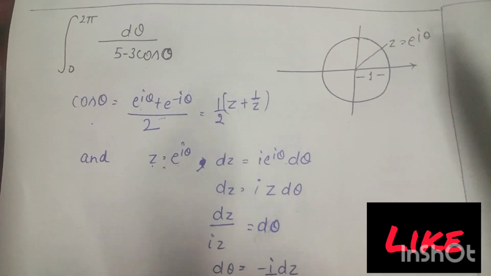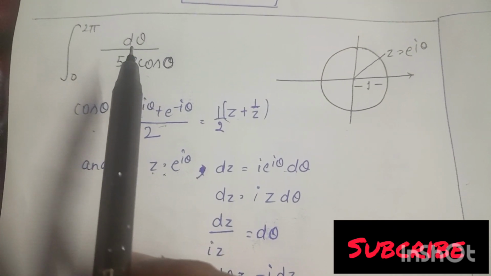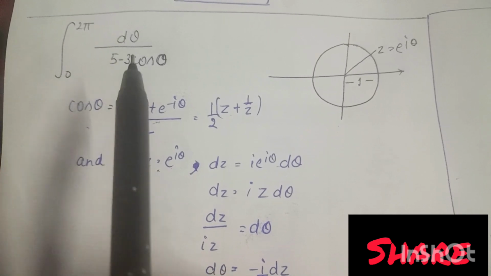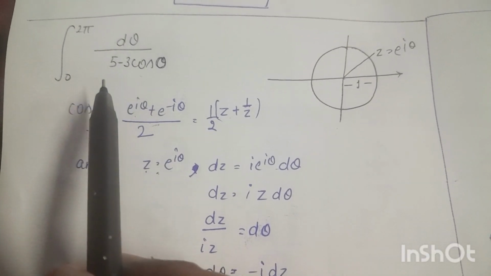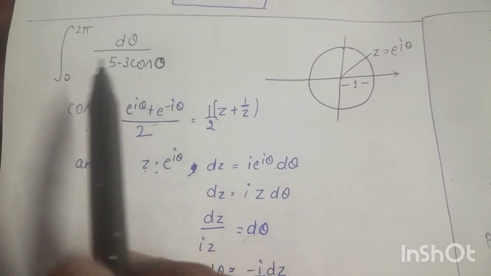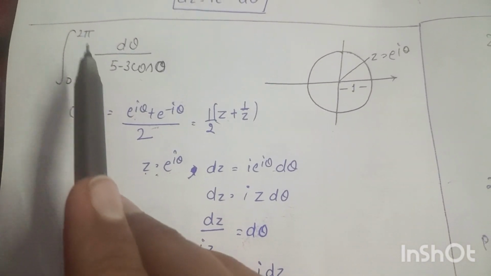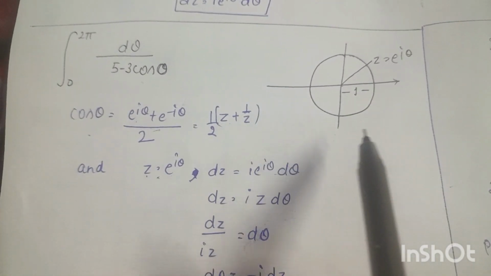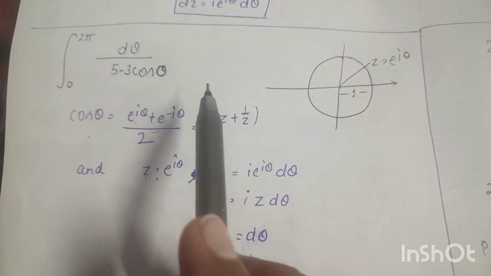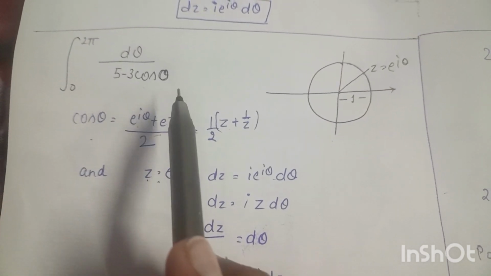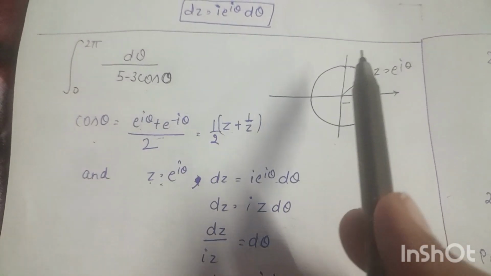Hello everyone. Today we are going to solve the problem of integration for a round unit circle of the type. If we have a function like this and the limit goes from 0 to 2 pi, that is a unit circle which is given here, then we can easily solve it by changing the terms of theta into their z form.